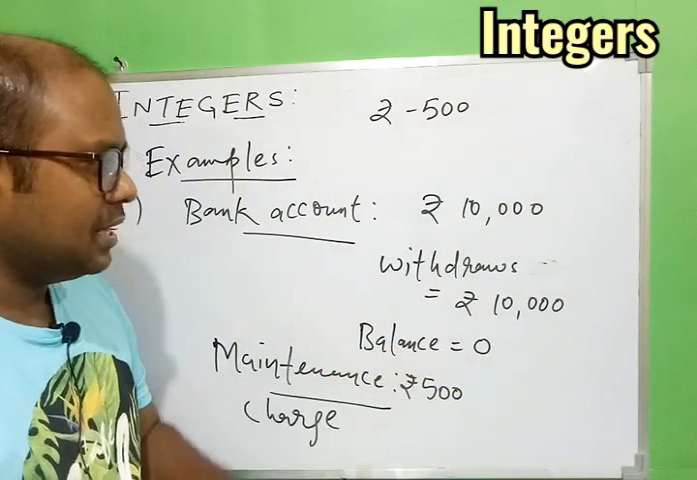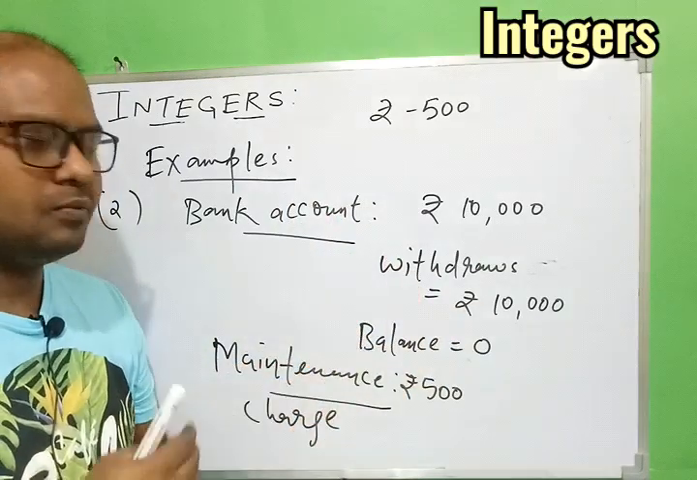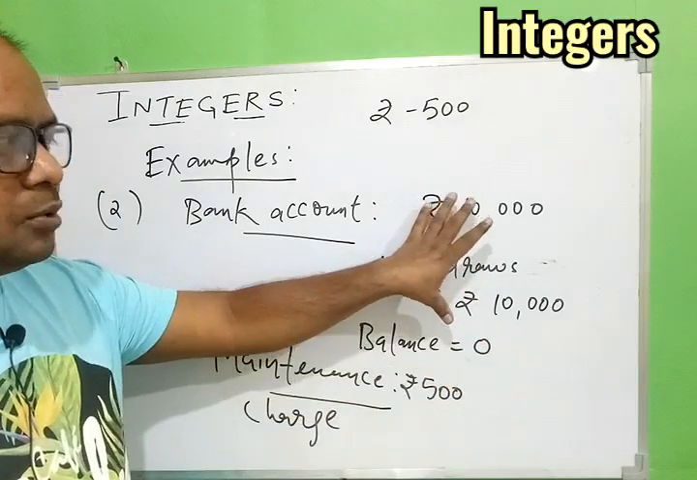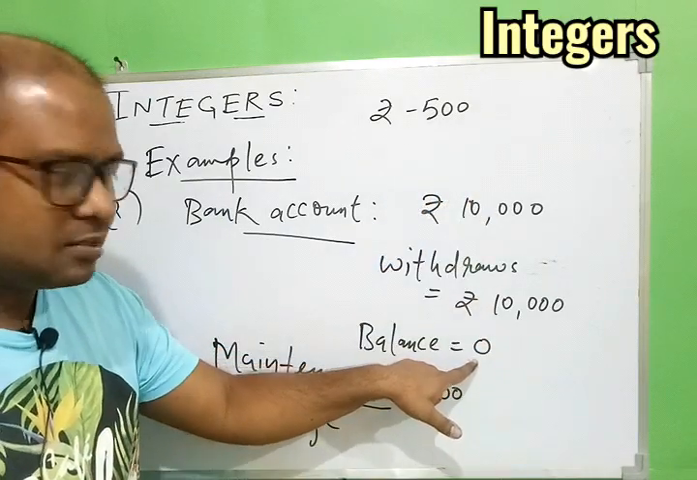I hope you are able to understand. He has 10,000 in his account, and now the entire amount has been withdrawn from the account. Now what is left is 0. So here we are able to see positive integers, and here we are able to see 0, that is also an integer.